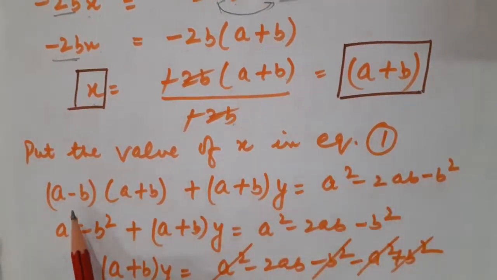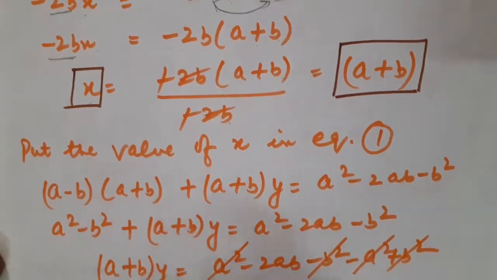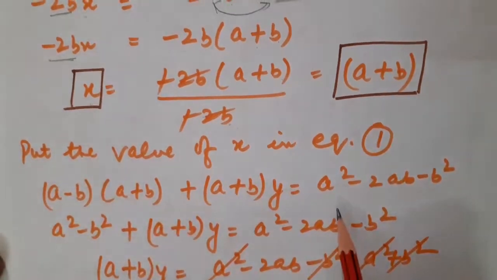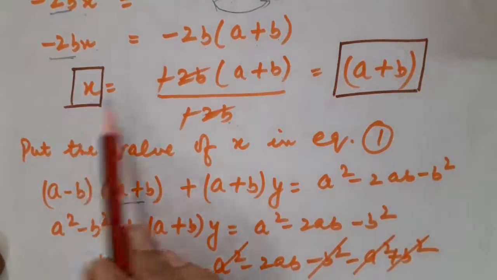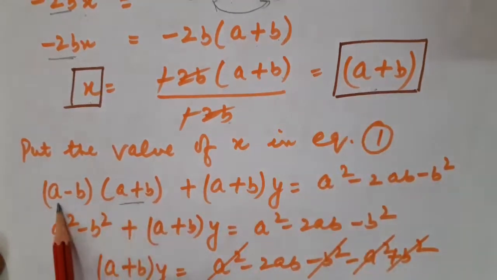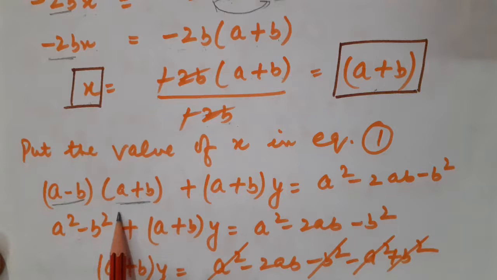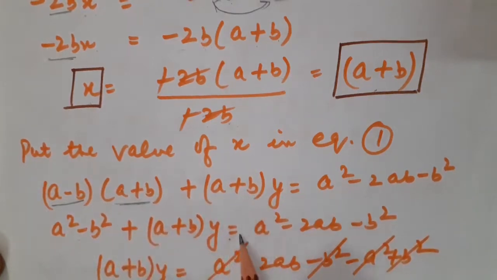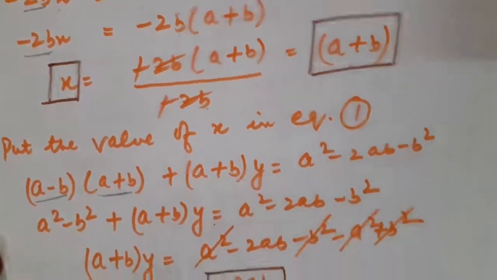This is equation number 1. That is (a plus b) into x plus (a plus b) into y is equal to a square minus 2ab minus b square. So in place of x, I am going to put a plus b, which is actually the value of x. Now, (a minus b) into (a plus b), children, you know very well this is identity number 3. So it would become a square minus b square plus (a plus b) into y is equal to a square minus 2ab minus b square.